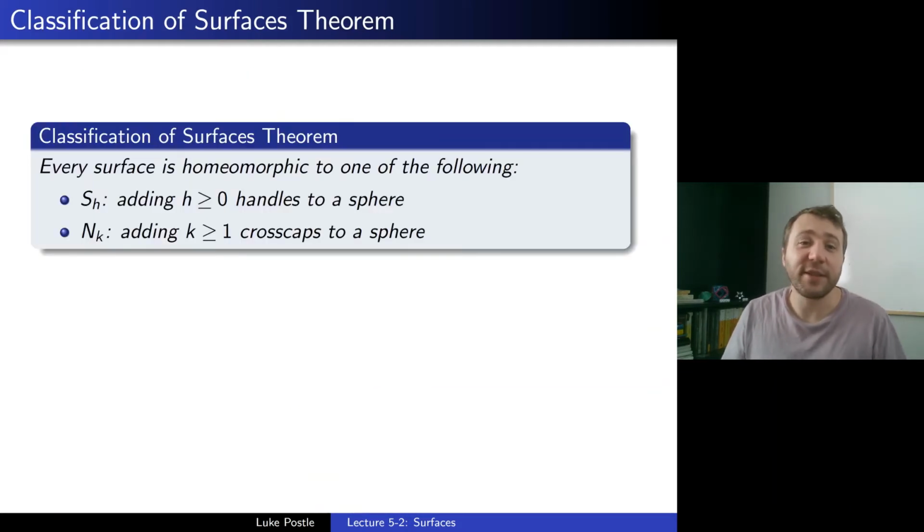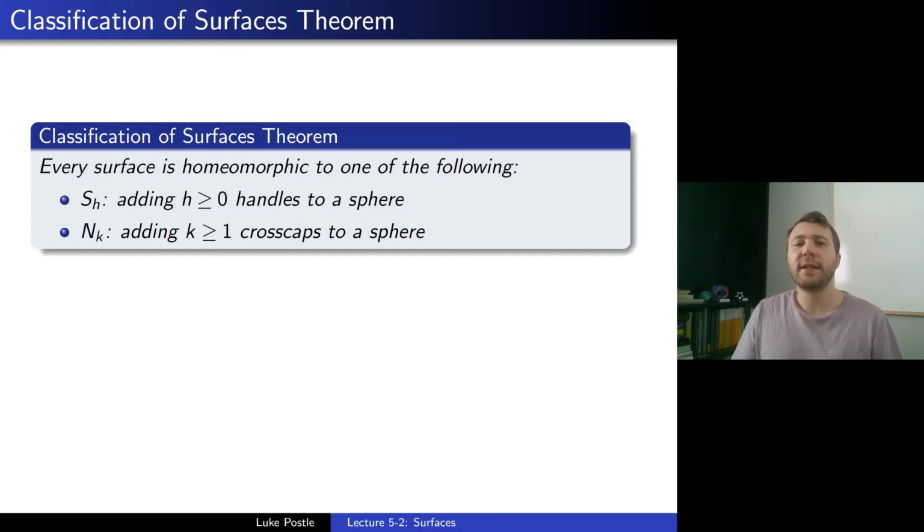So this is the classification of surfaces theorem from topology. Every surface is actually homeomorphic to one of the following. According to our current definition, there are really only two options. You can be what I'll denote as S_h, which is adding h greater than or equal to 0 handles to a sphere, or N_k, which comes from adding k, at least 1, cross-caps to a sphere. So you start with a sphere, and you can then add either handles or cross-caps, and these get you all the possible surfaces.